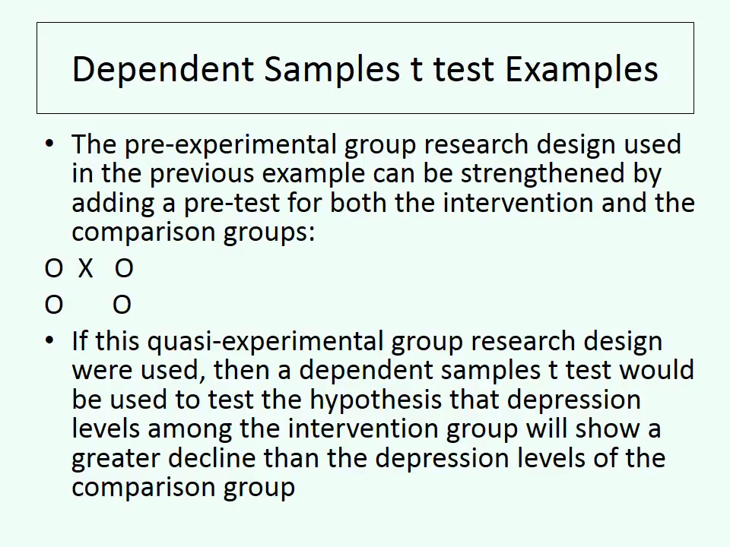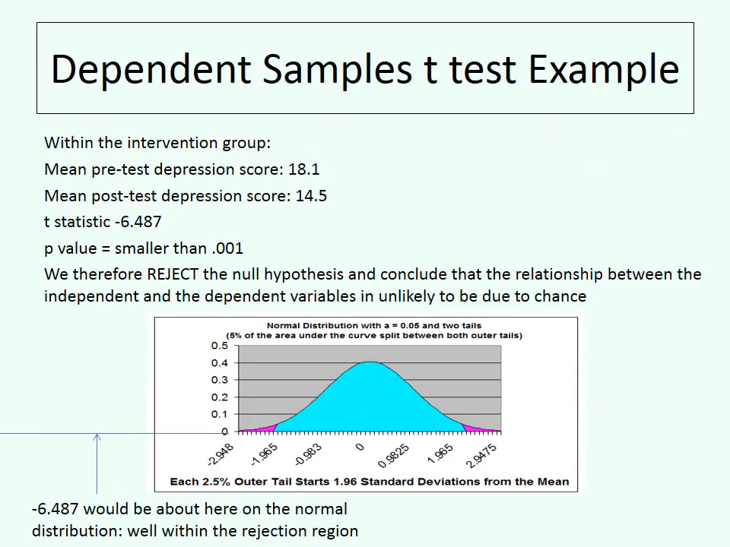If a pretest were added, we could then conduct a dependent samples t-test with the intervention group and a dependent samples t-test with the comparison group to test the hypothesis that depression levels among the intervention group will show greater decline than depression levels within the comparison group.